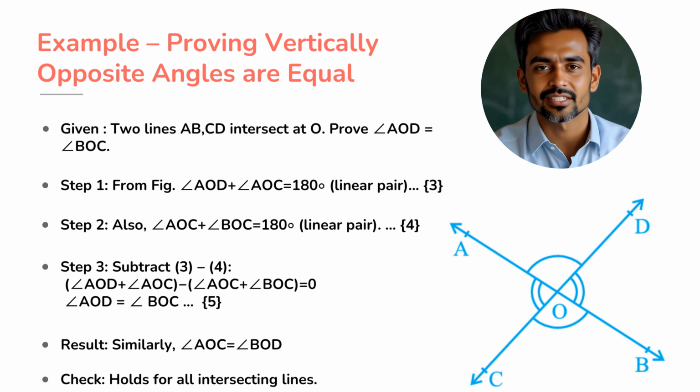Let's prove this important property. Given two lines AB and CD intersect at O. To prove, angle AOD equals angle BOC. Step 1. Angle AOD plus angle AOC equals 180 degrees because they form a linear pair. Step 2. Angle AOC plus angle BOC also equals 180 degrees, again, a linear pair. Now subtracting the two equations, we get angle AOD equals angle BOC. Similarly, angle AOC equals angle BOD. That's the mathematical proof. See how beautifully it comes from just the linear pair axiom?